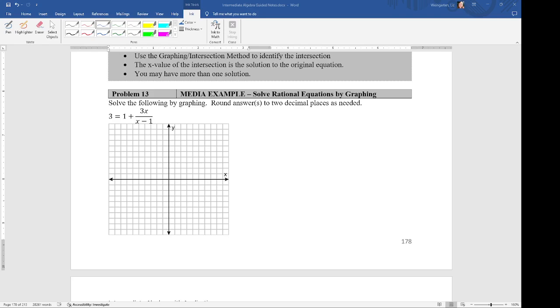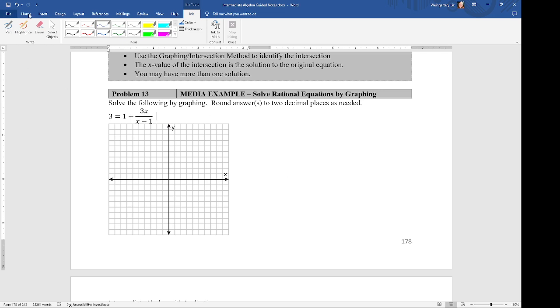In problem 13, we are going to solve the rational expression by graphing. I have this already pre-graphed in Desmos, so I can draw a nicer graph for you and see where they actually connect. Honestly, if you are solving by graphing, you want to use Desmos. You don't want to try to graph this on your own.